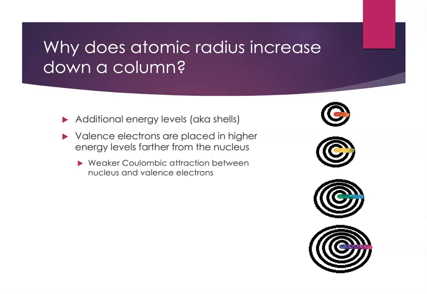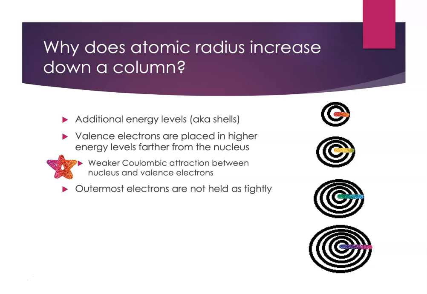So you have a weaker Coulombic attraction between the nucleus and valence electrons, right? Coulomb's law tells us that as distance increases, the strength of the Coulombic attraction decreases. So as they're farther away, inherently, they're going to experience a weaker attraction to the nucleus. Those outermost electrons aren't held as tightly, and they move a little farther away. It's really important that you understand it's because we have a weaker Coulombic attraction between the nucleus and valence electrons, because the valence electrons are in high energy levels farther from the nucleus.